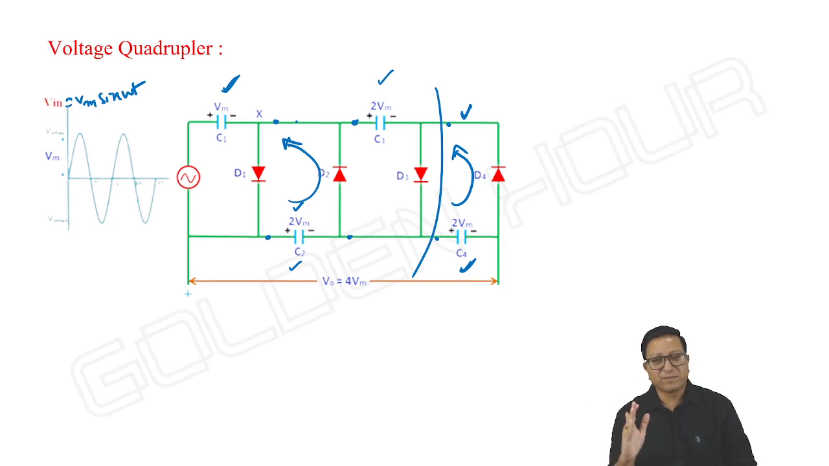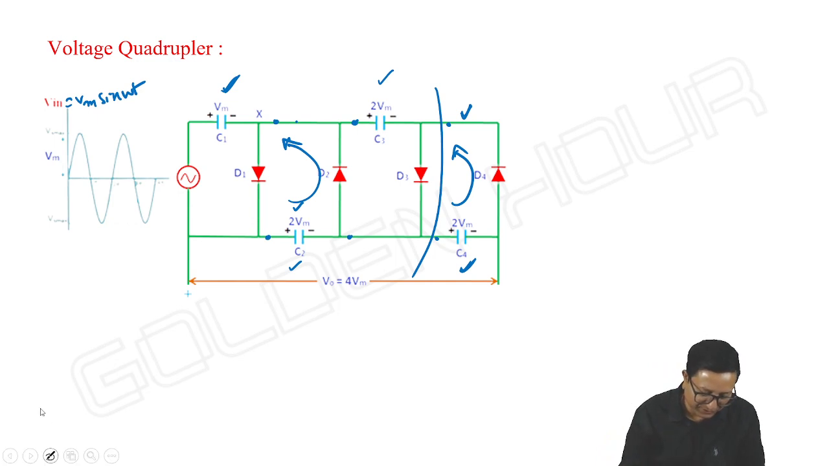See, the voltage doubler has 2 diodes, 2 capacitors. The voltage tripler has 3 diodes, 3 capacitors. The voltage quadrupler has 4 diodes and 4 capacitors. That's it. It's as simple as that.